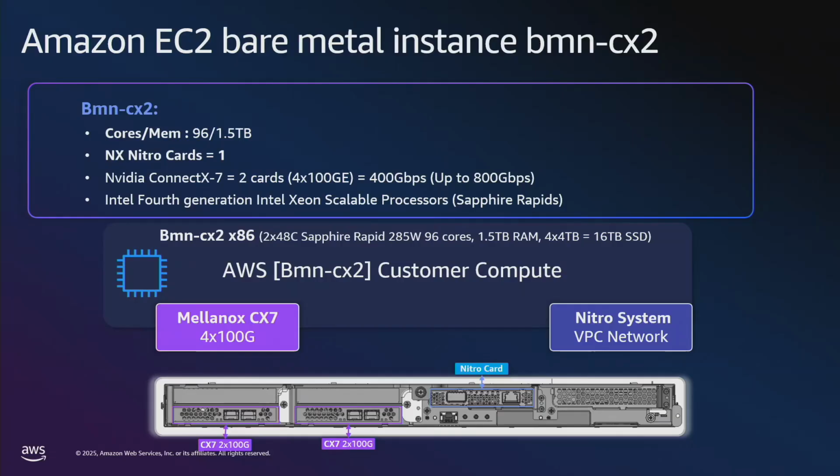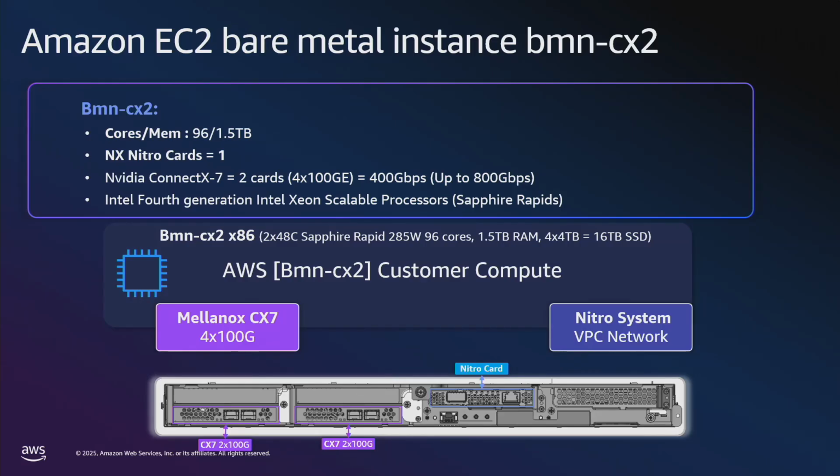So what's this instance? This instance is based around Intel Sapphire Rapids, latest generation Xeon. This time we're talking about a 96 core. So that's what we think of as 192 vCPU, but a 96-core processor with 1.5 terabytes of memory. And this time what we've put in it is NVIDIA Mellanox cards.